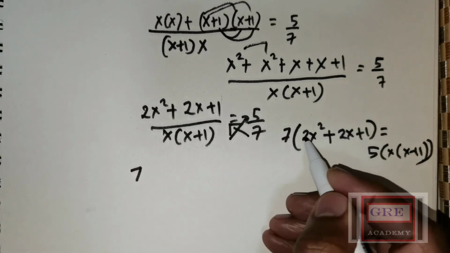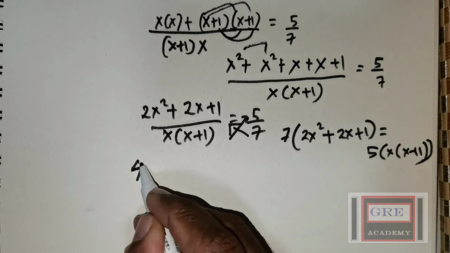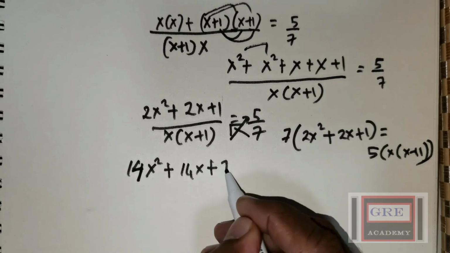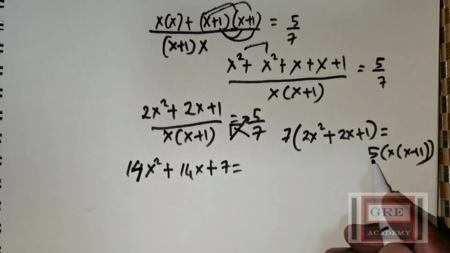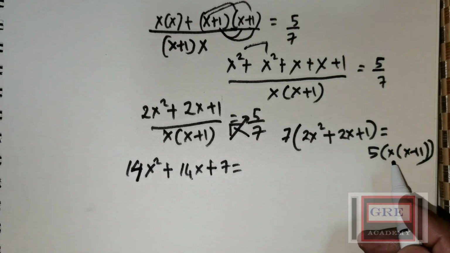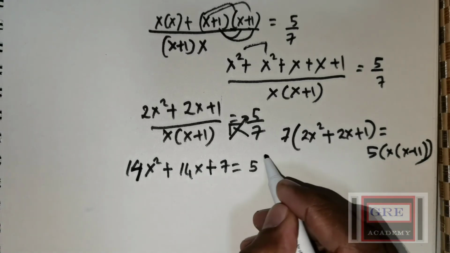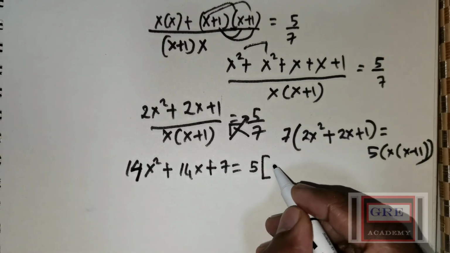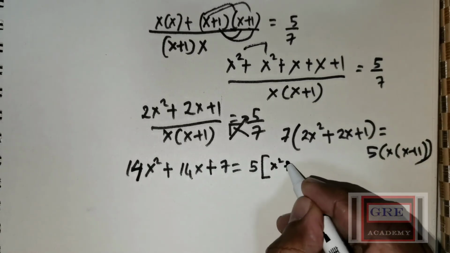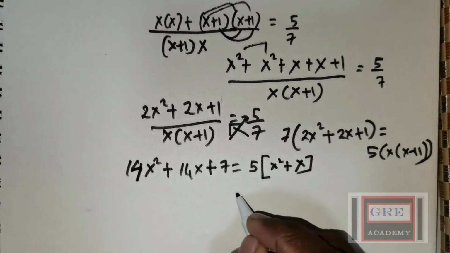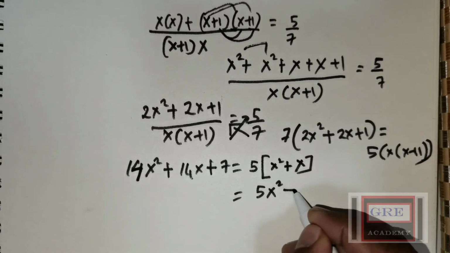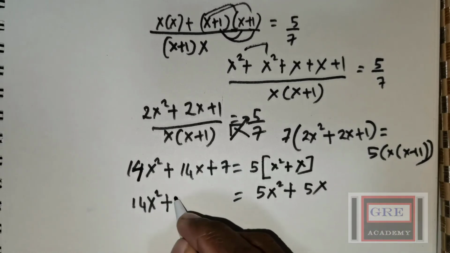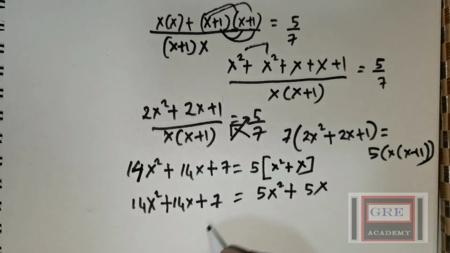So rewriting that, 7 times 2 would give me 14x squared plus 14x plus 7 is equal to 5 times x of x plus 1. Just to have some level of understanding, I will first expand this x into x plus 1. That's going to be x squared plus x. It can be rewritten as 5 times x squared, plus 5 times x. On the left, it's going to be 14x squared plus 14x plus 7.